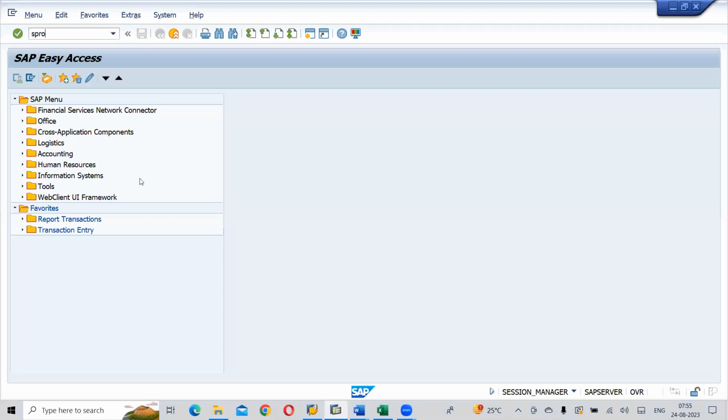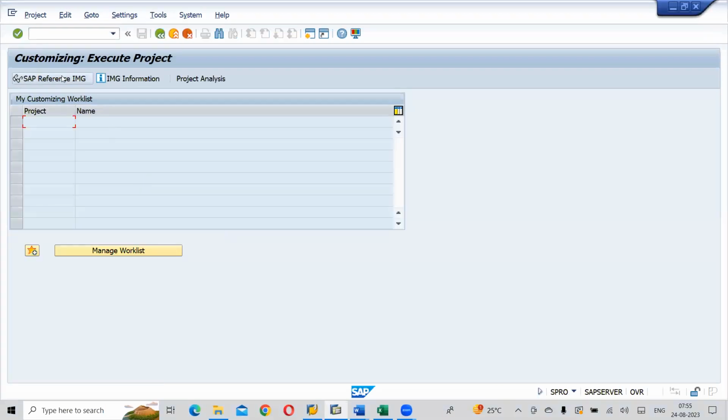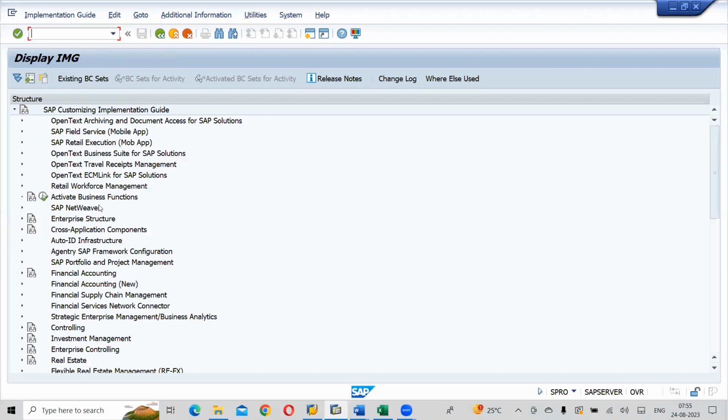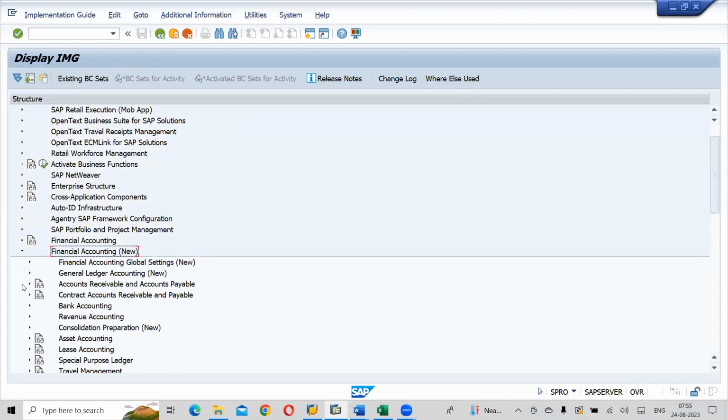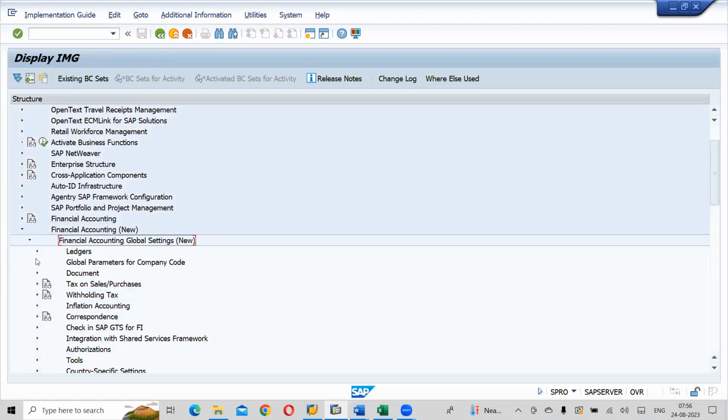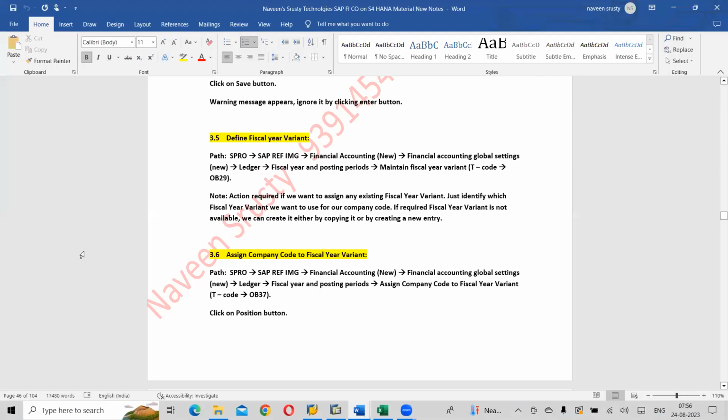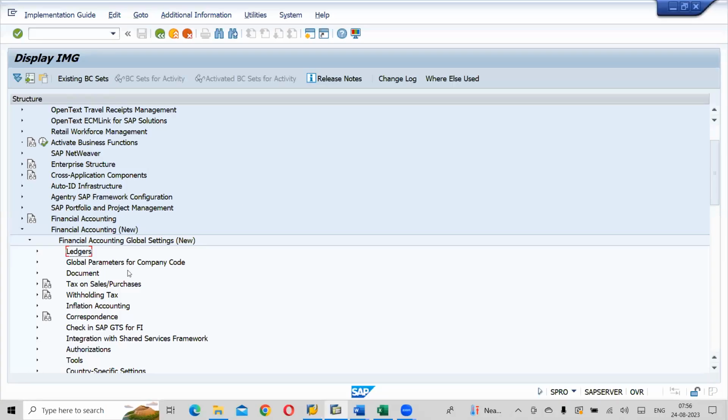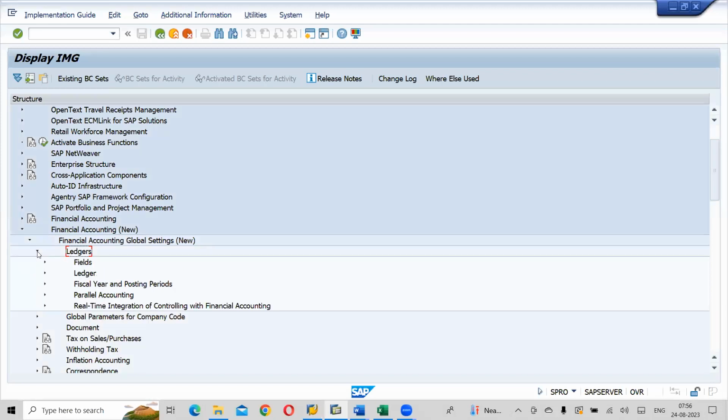So SPRO, SAP Reference IMG. Next one, Financial Accounting (New). Next one, these are the global settings, correct? So Financial Accounting Global Settings (New). Next one, Ledgers. Here I mentioned it as a ledger, make it as Ledgers.